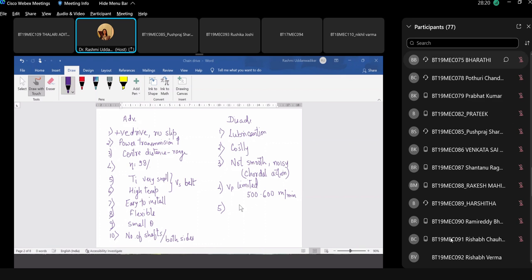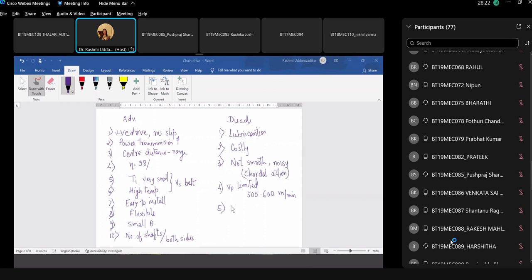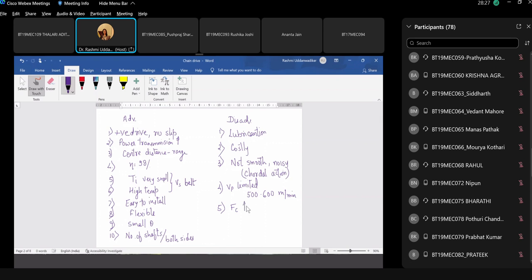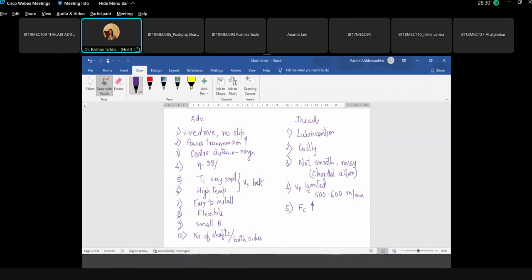Centrifugal force, yes. So as you go on increasing the value of Vp, this centrifugal component increases, and since here the weight of the chain is high as compared to a belt, which is made out of soft flexible leather, this is made out of metal. So as its mass increases, as its density increases, the value of Fc increases. And this becomes really high, and this is undesirable. So the centrifugal tension limits its peripheral velocity.